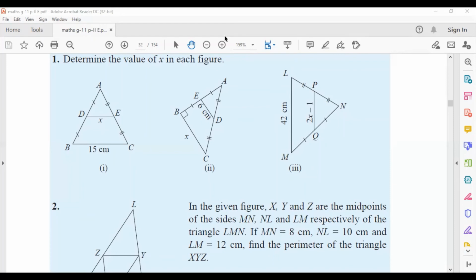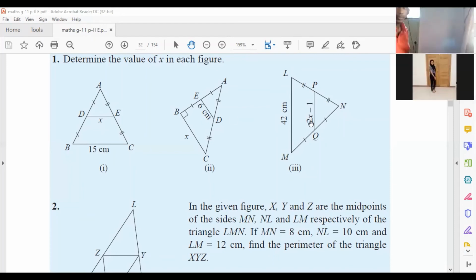Then you can apply the midpoint theorem. By applying the midpoint theorem, PQ should be half of LM, which is 21. So you may write 2x minus 1 equals 21. Then we solve this equation. 2x equals 21 plus 1, since if you take negative 1 to the other side, it becomes positive 1. Then 2x equals 22. You should divide both sides by 2.